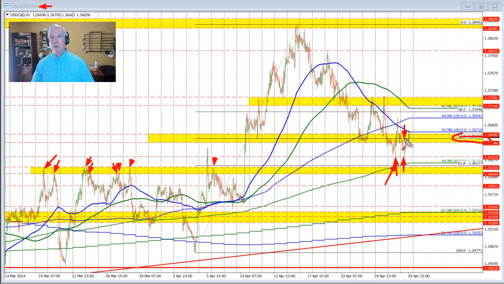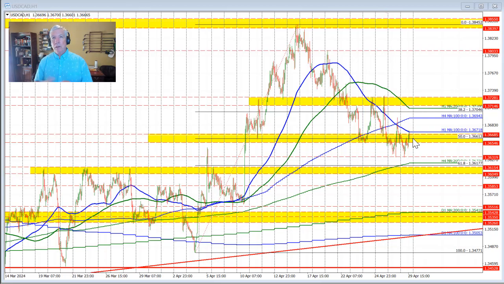And then after a brief little corrective move to the downside, it pushed back higher and went to the next target level, which is the 100-hour moving average. That's the blue line on the chart at 1.36718. As you can see, we're currently trading right around the 50% retracement level, and below the 100-hour moving average. So we're kind of at a neutral level for this currency pair.